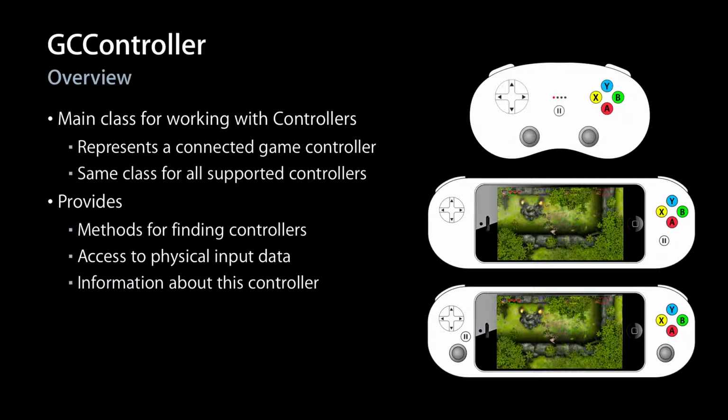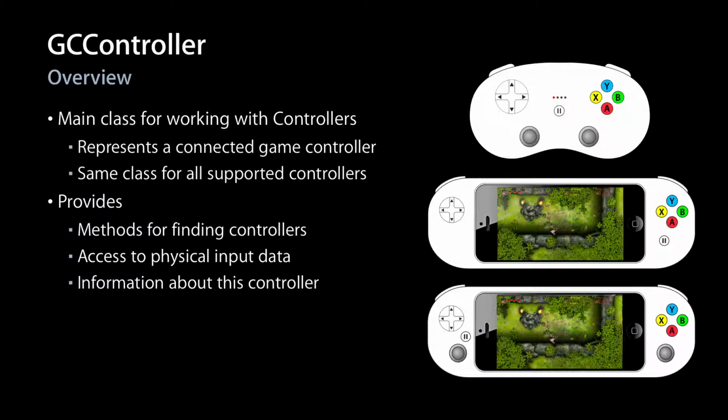So the main class that you'll use for this is called GCController. This represents a controller that is connected with your device. And you use the same class for all of the different controllers regardless of vendor. So what a GCController is going to provide, at a high level, is these three things. Methods for finding controllers, so it can give you the controllers that are currently connected. It'll give you notifications for a live connect and disconnect. And there are methods to help you discover any wireless controllers.